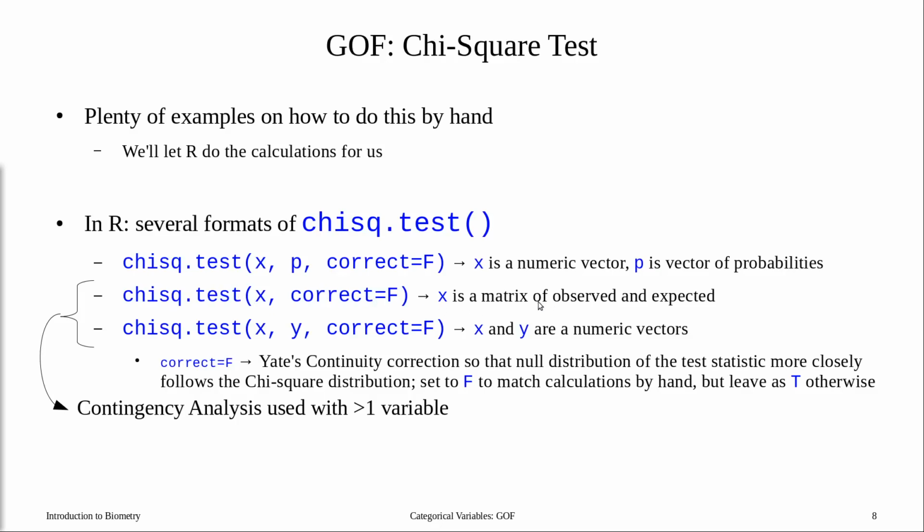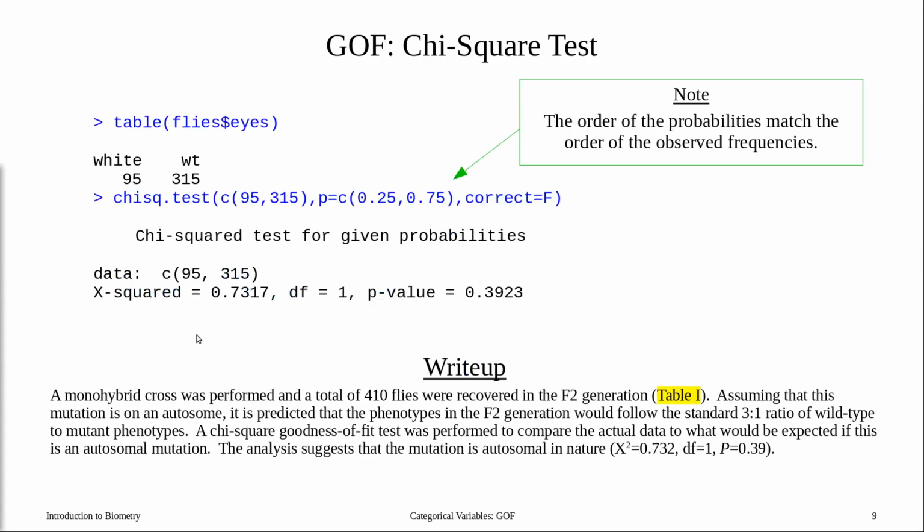So it'll compare the pattern of observed and expecteds, and we'll get to the contingency test. Same thing with this way. Instead of passing in a matrix of observations, we actually give it a vector of observed values and another vector of observed vectors. We'll do these contingency analyses in a little bit. So let's go back to our chi-square test for the fruit flies.